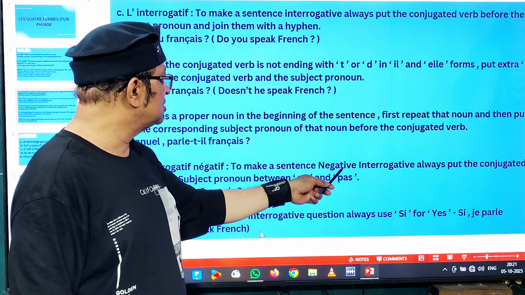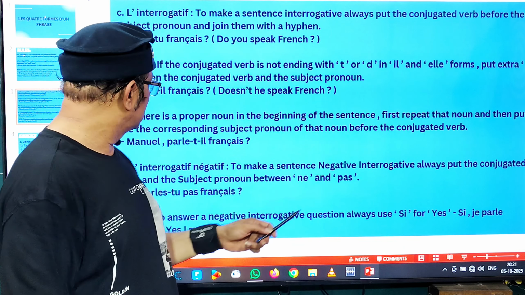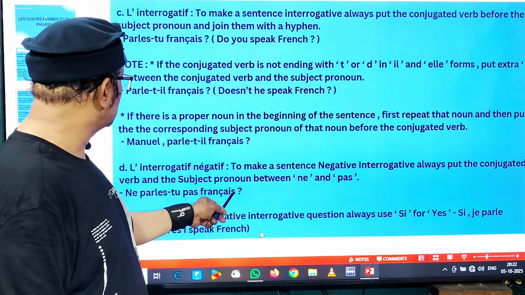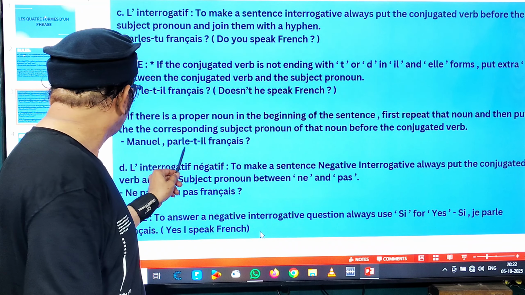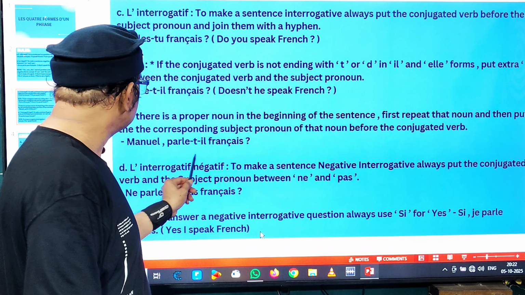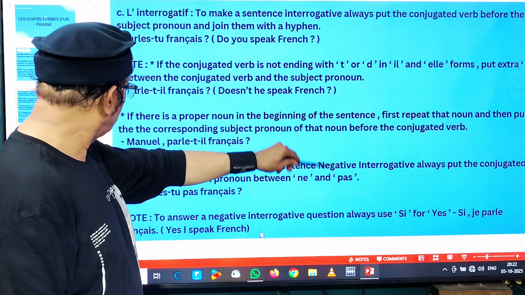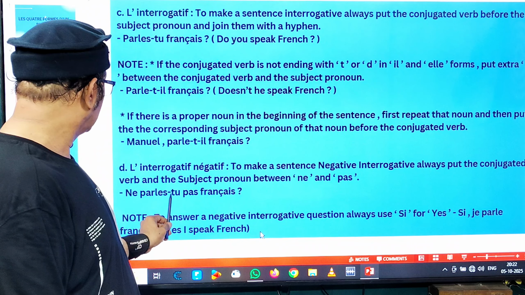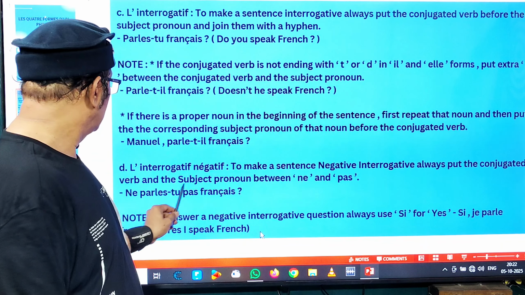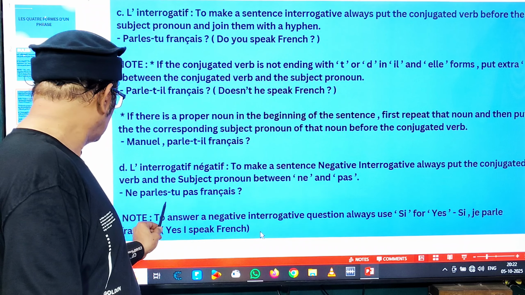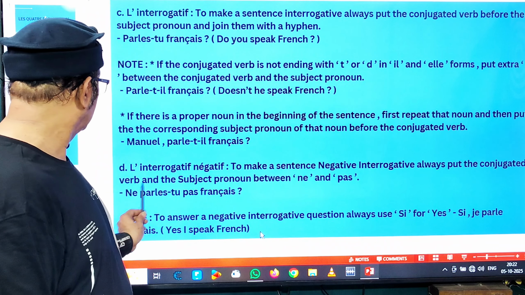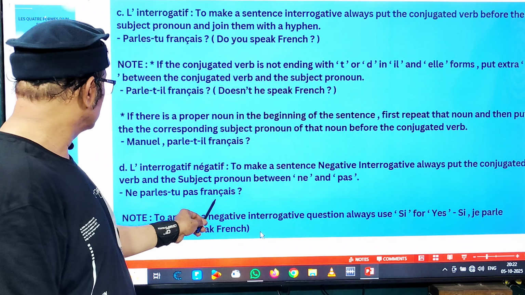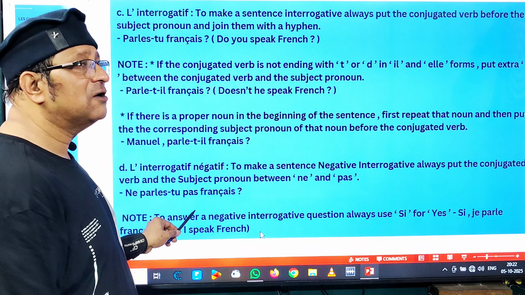To make a sentence negative interrogative, always put the conjugated verb and the subject pronoun between ne and pas. Both the conjugated verb and the subject pronoun in this form, parle-t-il, you have to put between ne and pas. Ne parles-tu pas français? You have to put the conjugated verb and the subject pronoun together between ne and pas. Ne parles-tu pas français? Don't you speak French?